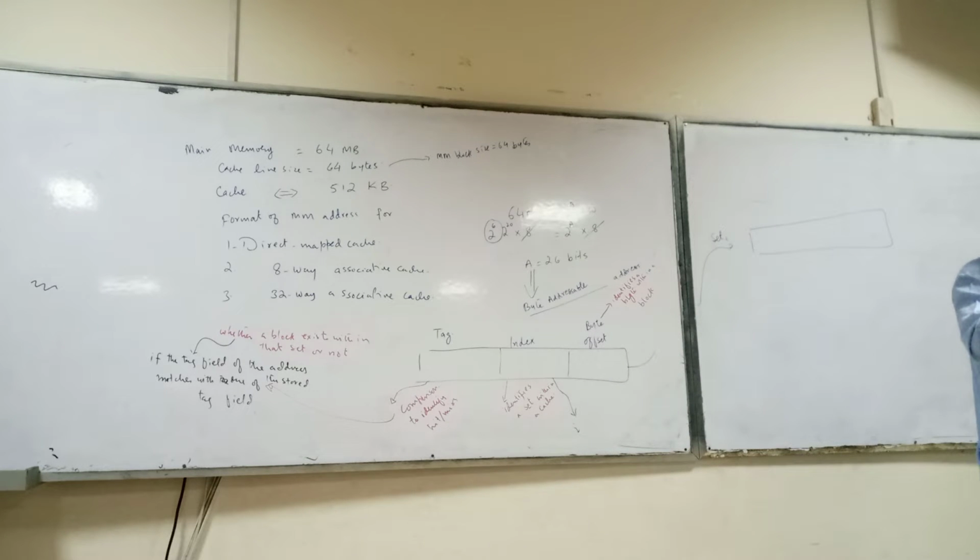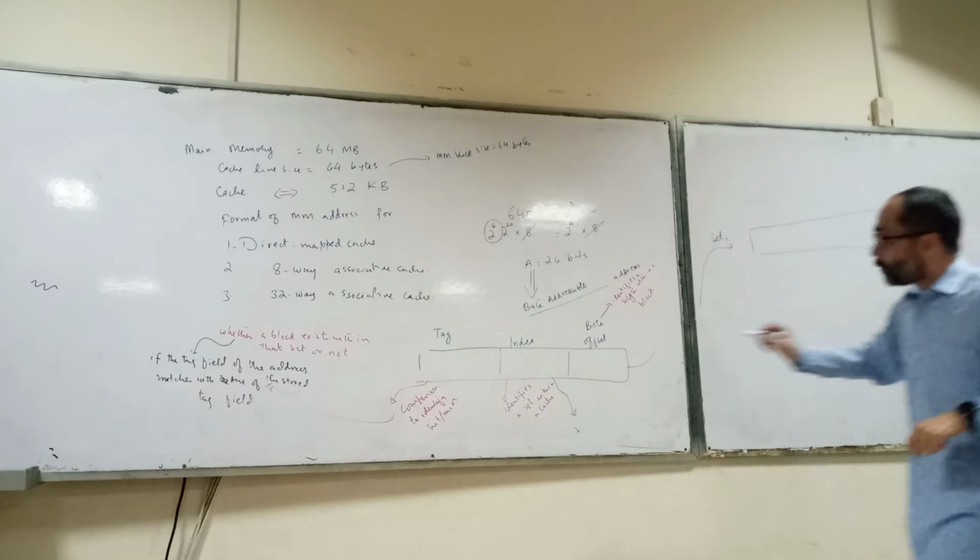If I is 0, what does it imply? It is mapped to set 0. If I is 1, it is mapped to set 1. So what is I? What is the range of I?